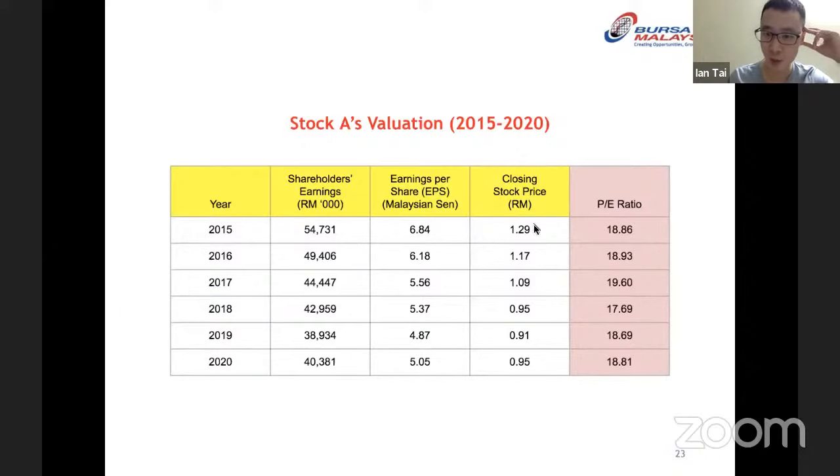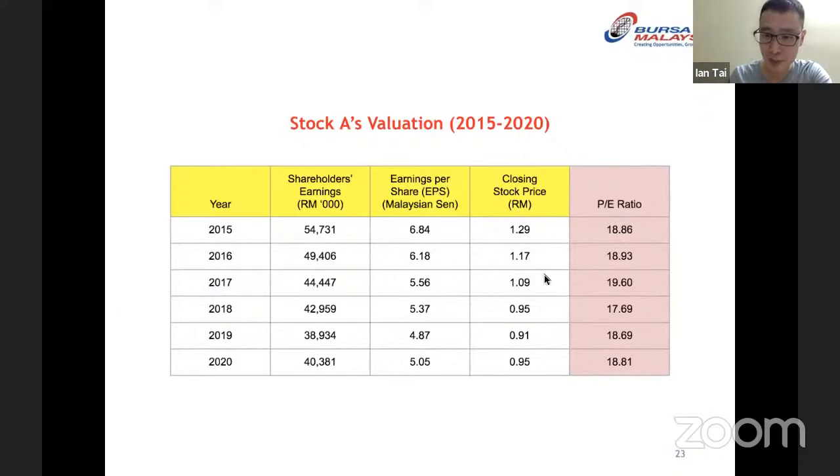So here's the closing stock price. As you can see, the stock price has fallen. But when I calculate the PE ratio, let me give you a simple tutorial about it. The PE ratio is where you take the stock price, which is the P, and divide it by the E, which is the earnings per share. So you take RM1.29 and divide it by 6.84 cents. Therefore, your PE ratio is 18.86. That is for 2015.